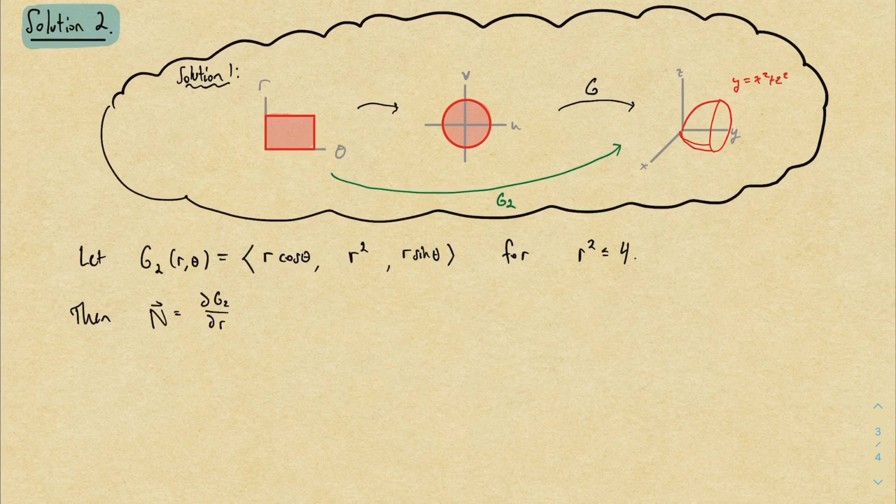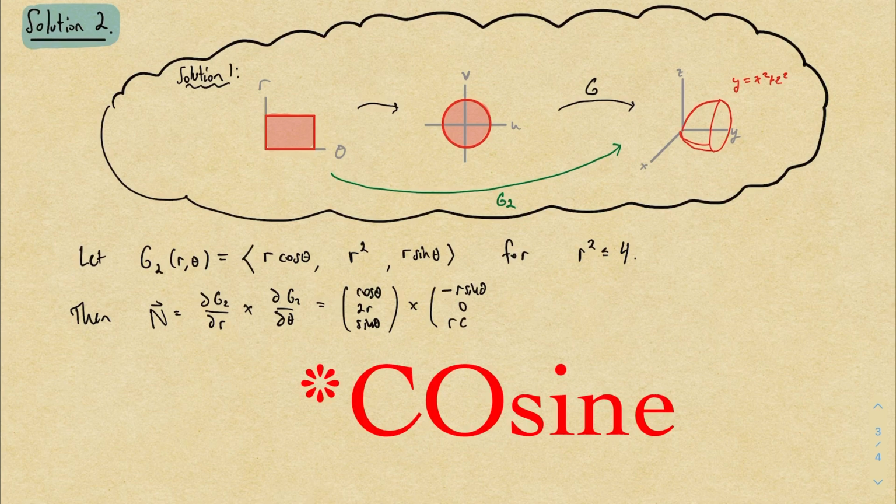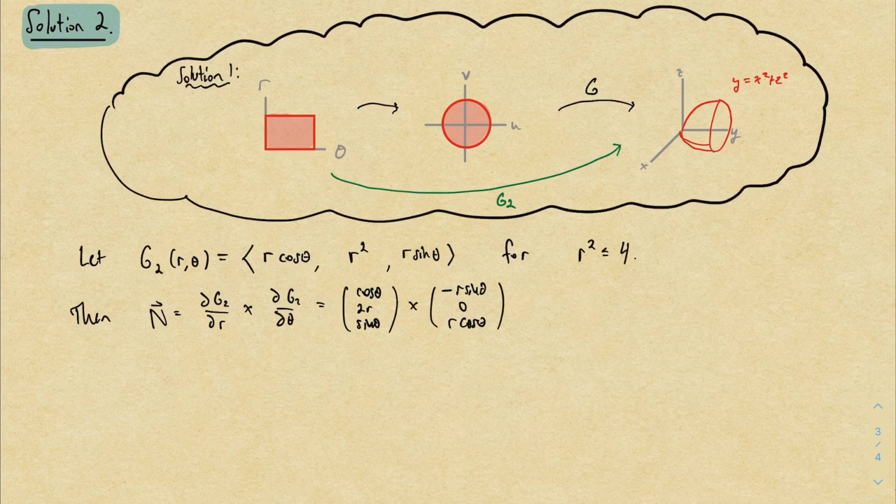This time we'll take the partial derivatives of g2 with respect to r and theta, and then we'll take their cross product. The derivative with respect to r is going to be cosine theta, 2r, and then sine theta. And then we take the derivative with respect to theta, and so we get negative r sine theta, 0, and then r cosine theta. We can take their cross product. Again, do that however you want. You should get 2r squared cosine theta, then negative r sine squared theta minus r cosine squared theta, and then 2r squared sine theta.